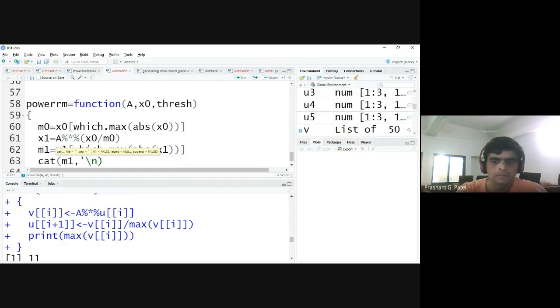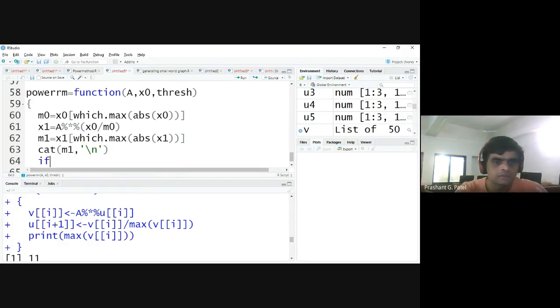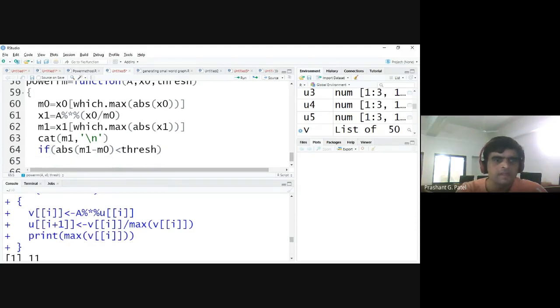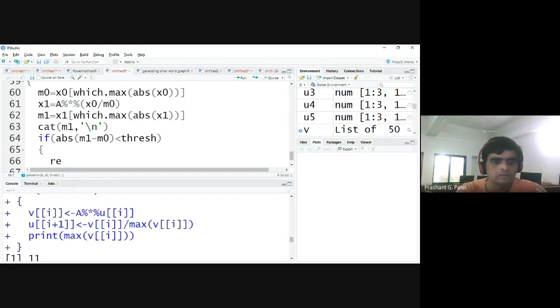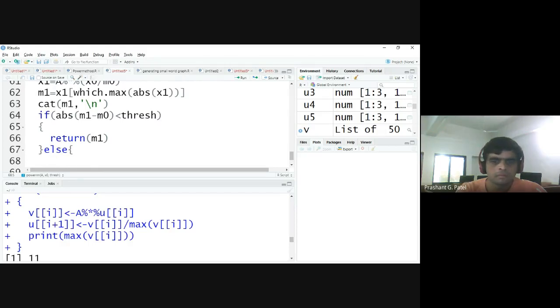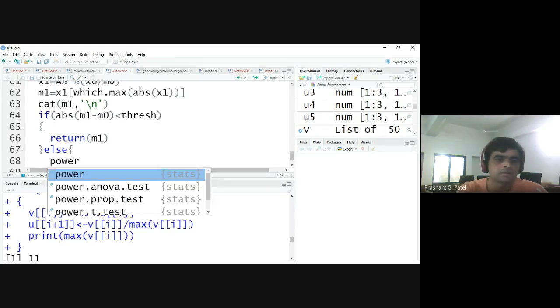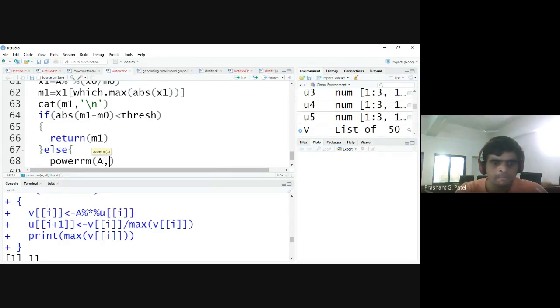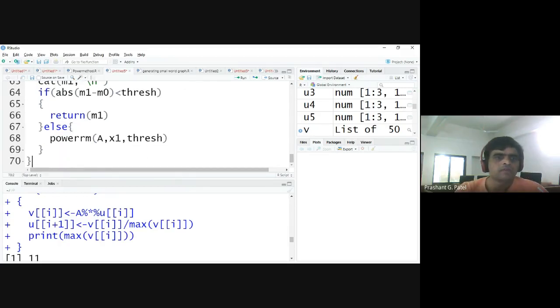Okay, if the absolute value of m1 minus m0 is less than thresh, okay, then you need to stop, then return m1, else power m, otherwise you will just run this with a, x1, thresh. Okay, and this will finish your function.